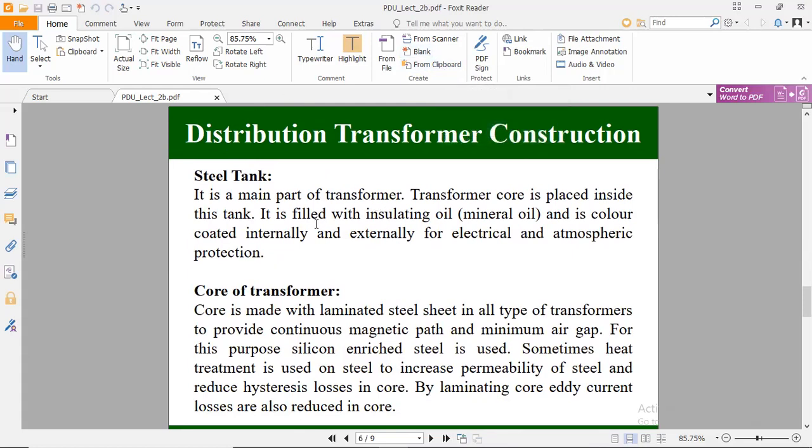Steel tank, it is the main part of the transformer. The transformer core is placed inside this tank. It is filled with insulating oil, mineral oil, and these oils should be refined before use in the conservative tank, and extracting filter out. Treatment plants are also available to treat the particular oil. The tank is color coated internally and externally for electrical and atmospheric protection.